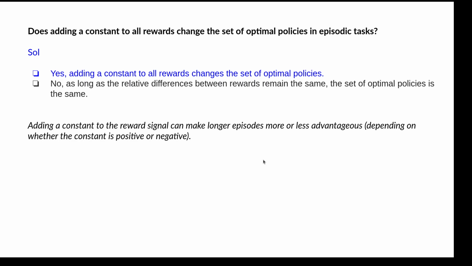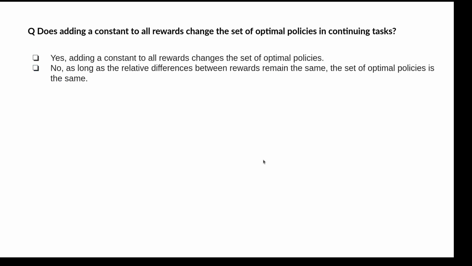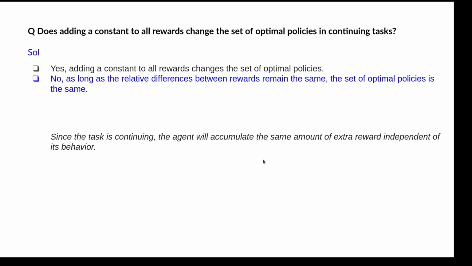Now, the same question would be there if you remove the episodic setting, and then it will be different. The question is the same: does adding a constant to all rewards change the set of optimal policies in continuing tasks? So it is a continuing task, not an episodic task with fixed lengths. What would be the answer? No. As long as the relative differences between the rewards remain the same, the set of optimal policies is the same. If it is a continuing task, the set of optimal policies is not going to change, because the agent will accumulate the same kind of extra reward independent of its behavior, positive or negative.